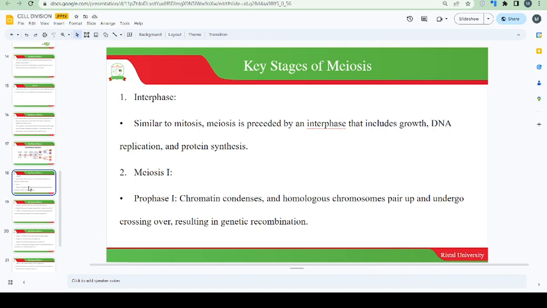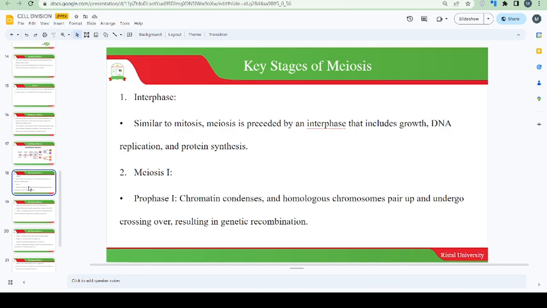Let's look at the key stages of meiosis. The first stage of meiosis is known as interphase. Similar to mitosis, meiosis is preceded by an interphase that includes growth, DNA replication, and protein synthesis. Because for meiosis to start, during the interphase stage, growth has to take place, the DNA also has to replicate, and also proteins have to be synthesized.